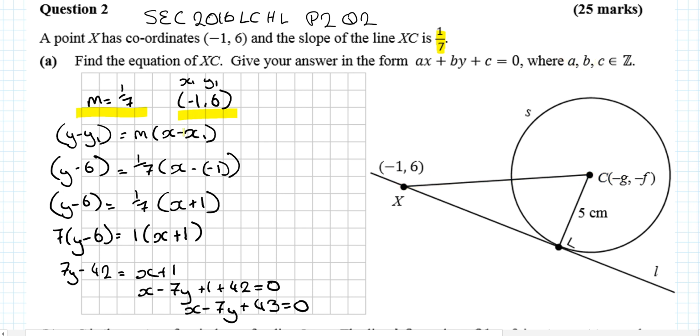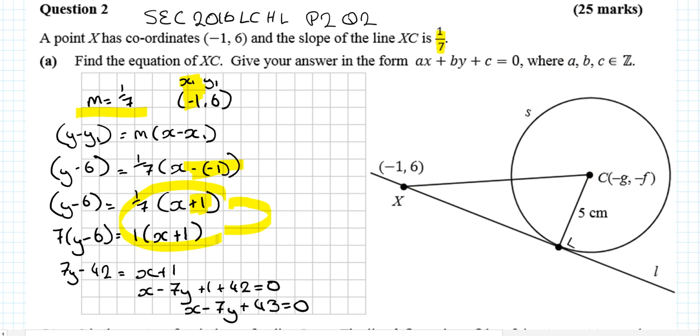We know the slope and we know a point that is on XC. So we can go straight into using y minus y1 is equal to m by x minus x1. We know our slope m. It's important with our x1 to be careful that it's minus 1, so we'll get a plus 1 when you sub that in. We're then going to get rid of the fraction, so coming from this line to this line, multiply both sides by 7.